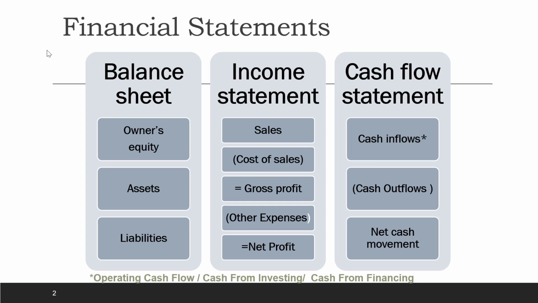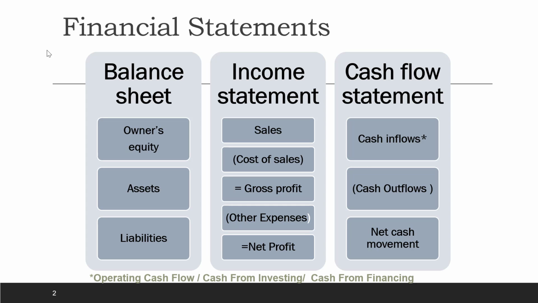That means you're going to buy assets for doing business, you're going to invest your money in assets. And then cash from financing, which means you're taking a loan from the bank, you're repaying a loan. So all cash flows can be categorized into three broad categories: cash from operations, cash from investment, cash from financing.